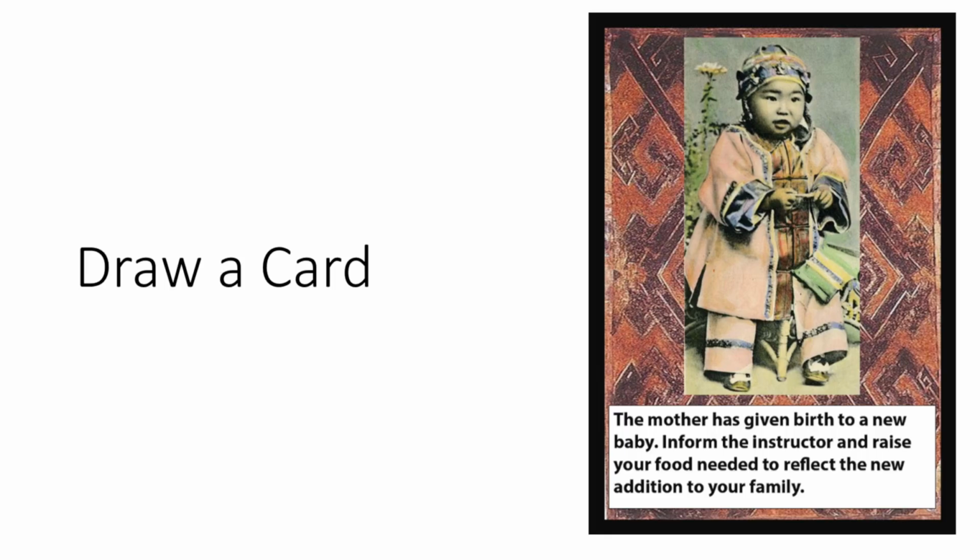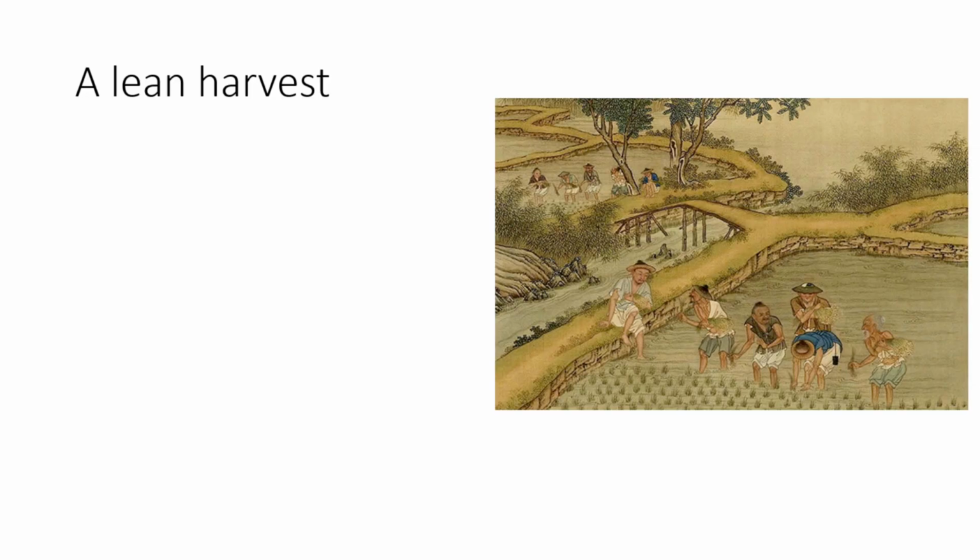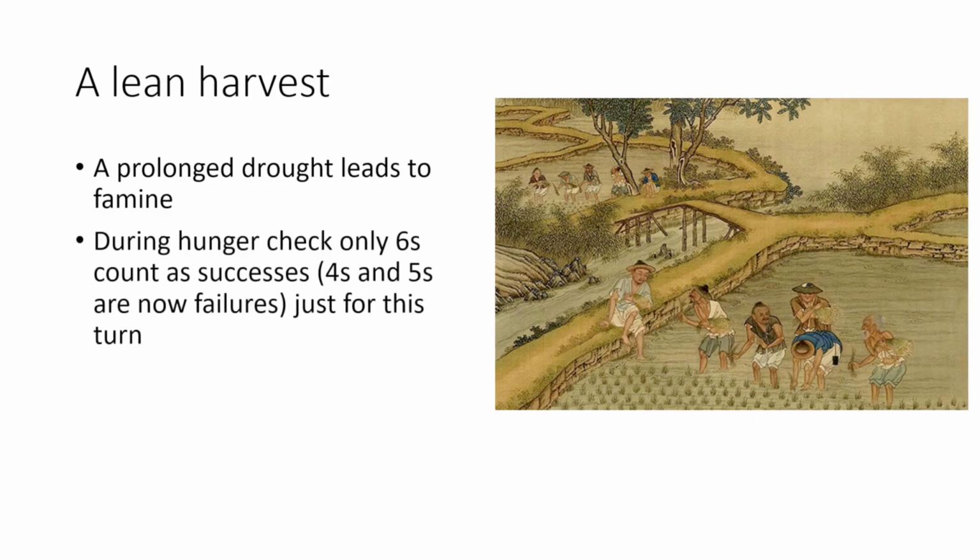Draw a card. I have bad news. A prolonged drought has led to famine. During the hunger check, only 6s count as successes. 4s and 5s are now failures. It's just for this turn. So normally 4s, 5s, and 6s count as successes, but this turn, only 6s count.